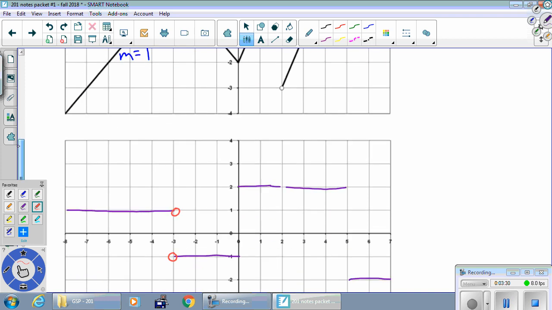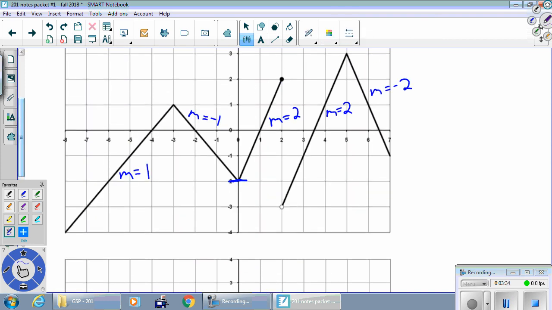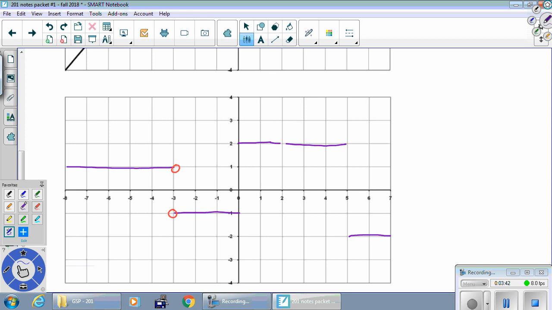Okay, the next place we're going to look is the next place that the rules change. I see I've got another corner at 0. This is x equals 0. And so at x equals 0, again, we're going to have open circles, at x equals 0 and x equals 0.